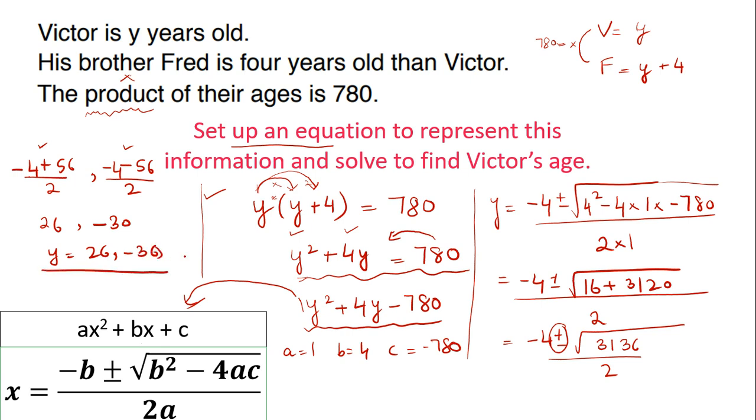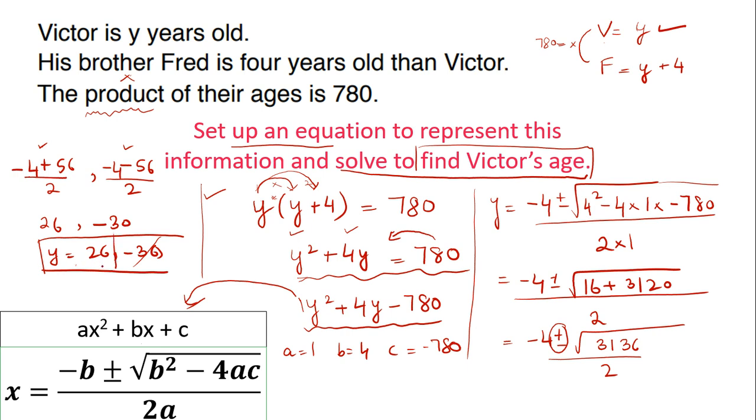Now, what is the question asking? Solve to find Victor's age. What was Victor's age? Victor's age was y, right? V is equal to y here. So what is Victor's age? Now, if you look back here, obviously Victor's age cannot be negative 30. You can't take somebody's age as a negative answer. That means I just have to get rid of this negative 30, and my final answer, that is Victor's age, is going to be 26.